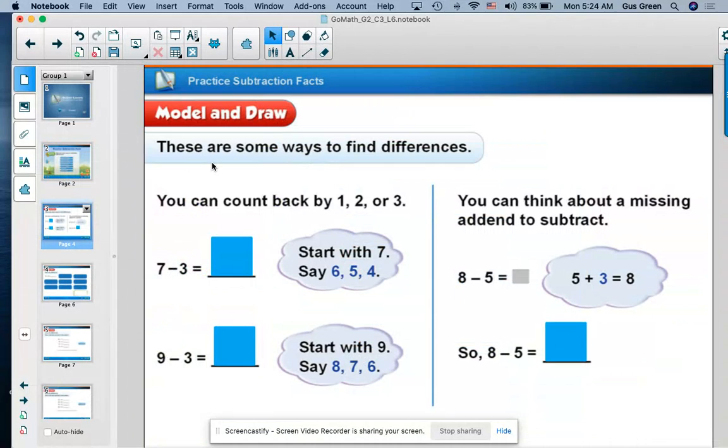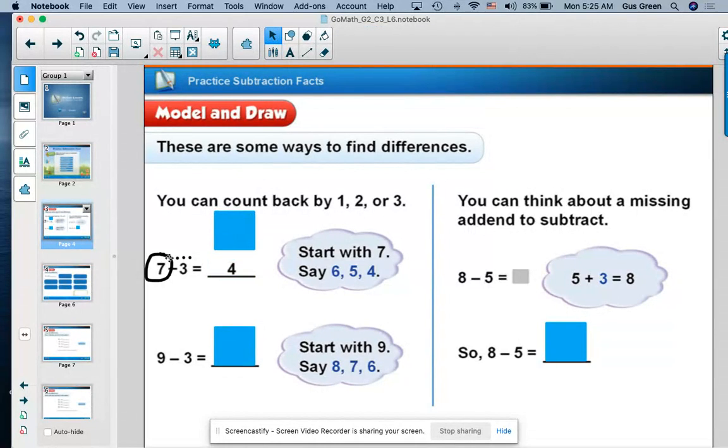So there are a couple of ways. One way you can do it is to count back. Anytime that you're subtracting the numbers 1, 2, or 3, counting back makes a lot of sense as a strategy. So for example, in 7 minus 3, I put 7 in my head, and I count back 3 times. So I put 7, 7, 6, 5, 4. So the answer would be 4.